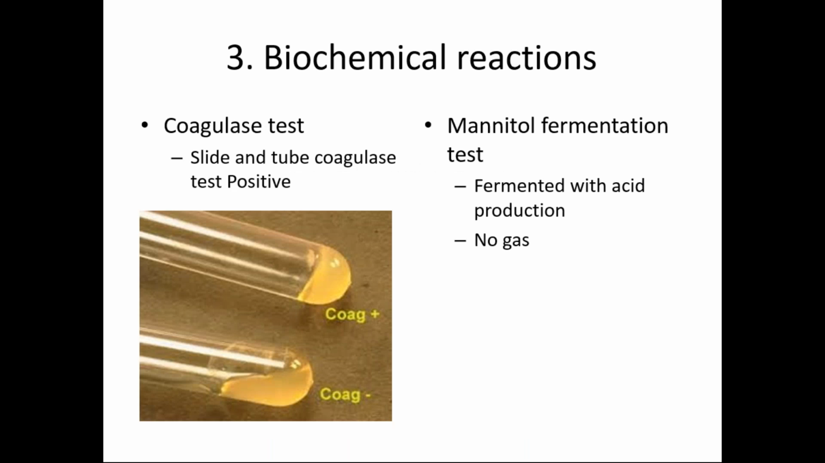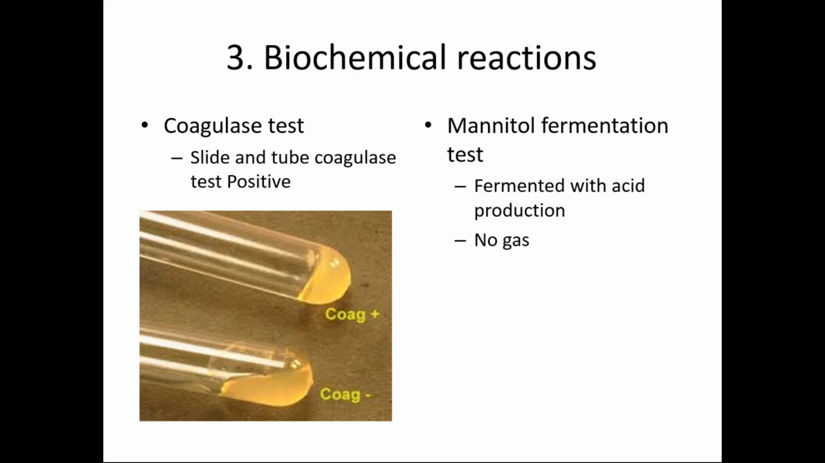Biochemical reactions. There are two main biochemical reactions for Staphylococcus. One is the coagulase test and the next one is the mannitol fermentation test. Coagulase test answer: both slide and tube coagulase tests are positive. Whereas in the mannitol fermentation test, it is fermented with acid only but no gas.